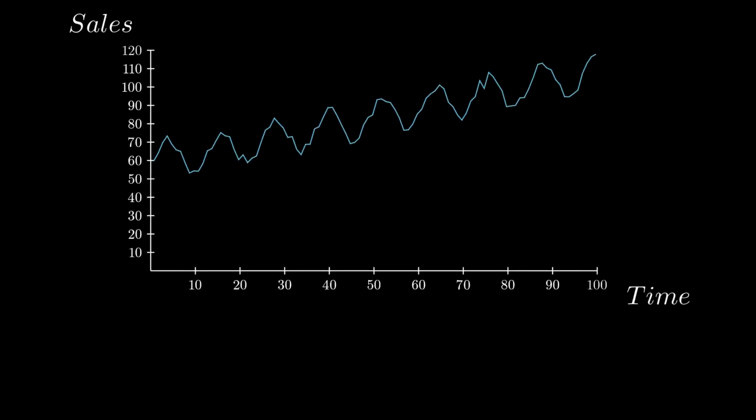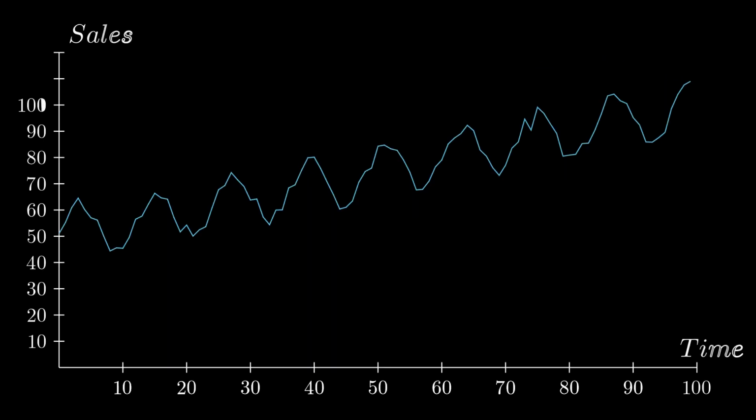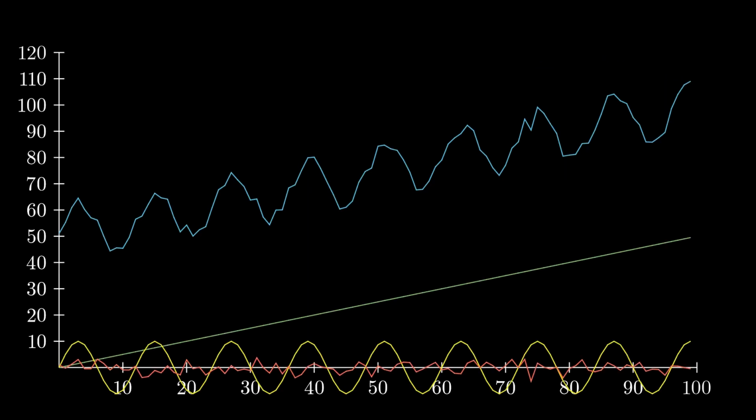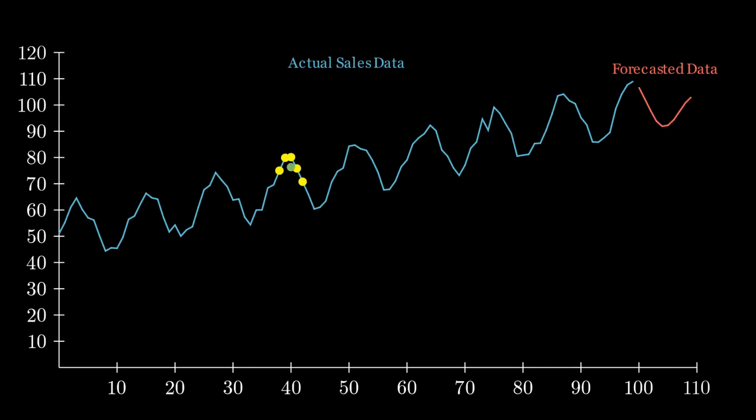Stay tuned. In this video, we see the sales graph and how it is synthesized. What are the constraints of the sales graph? And visualize ARIMA, which is the autoregressive, integrated, and moving average parts, and get a sneak peek on how to predict the future value.